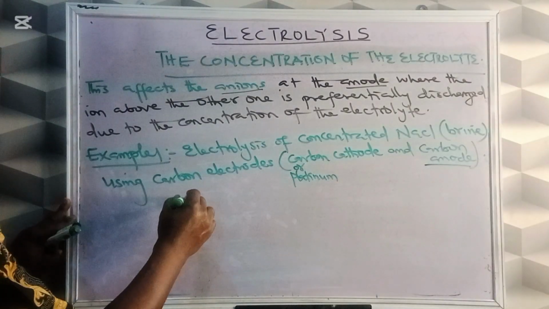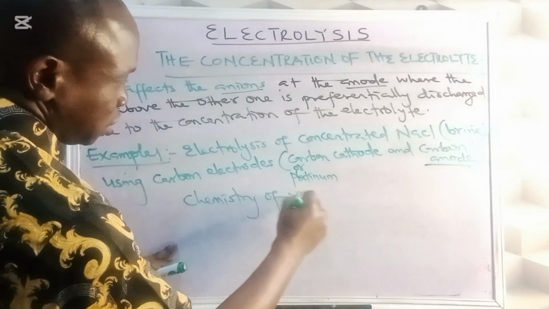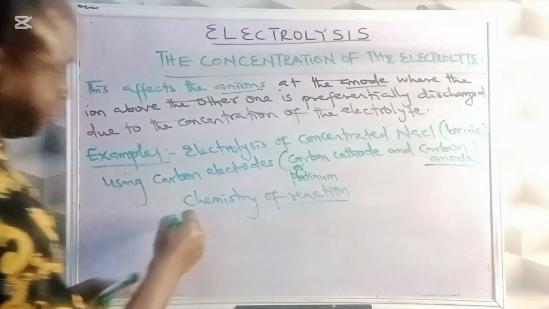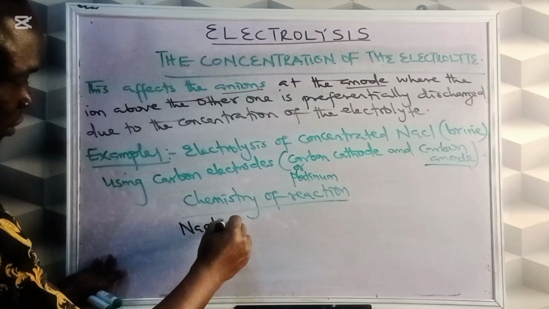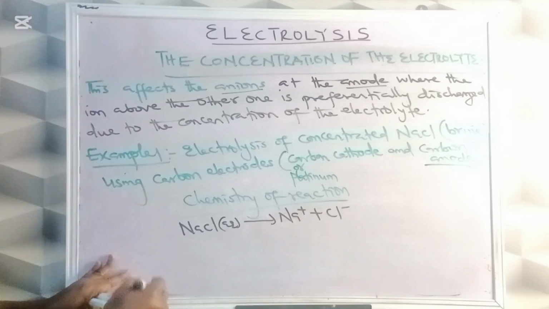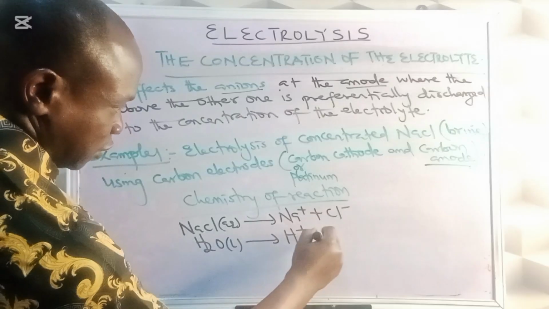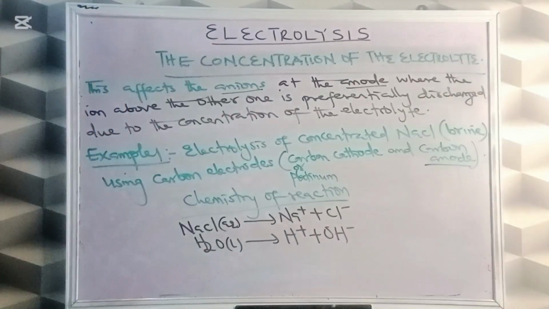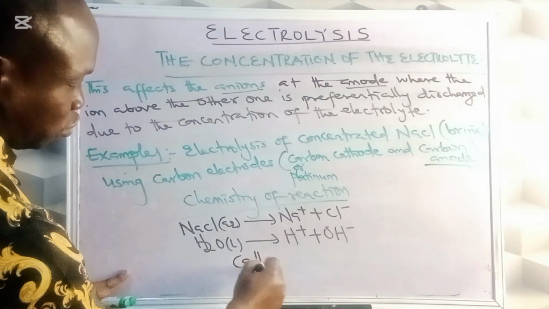So let's see chemistry of reaction. Meaning what happened. Let's see ionization first. Sodium chloride, remember, we ionize to sodium ion plus chloride ion, followed by water. Water will be hydrogen ion plus OH minus. That is water. So the next thing we are going to do is to see what happens at the cathode.